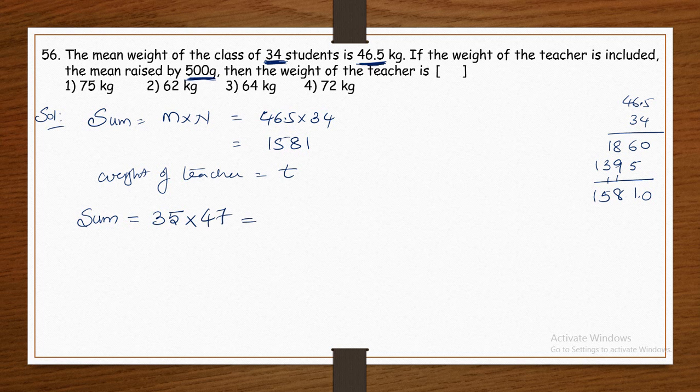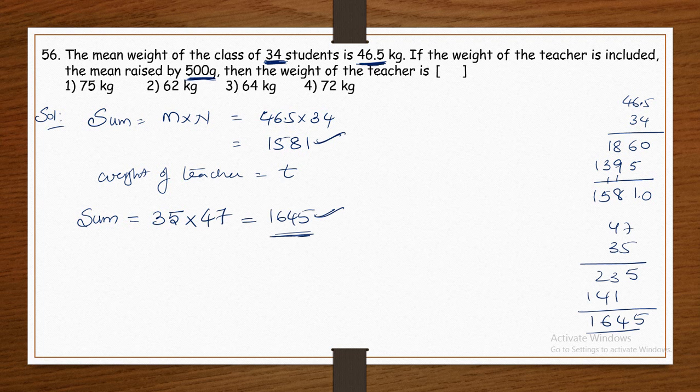Now when I multiply, what am I going to get? 47 multiplied by 35. 7 5s are 35, so 3 is carried. 4 5s are 20, 23. Next, 3 7s are 21, 2 is carried. 4 3s are 12, 14. Now from this, 5; 3 plus 1 is 4; 4 plus 2 is 6. So 1645. This is the sum when the teacher's weight is added. So this is without the teacher, this is with the teacher.